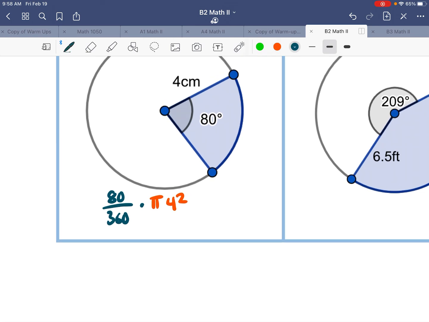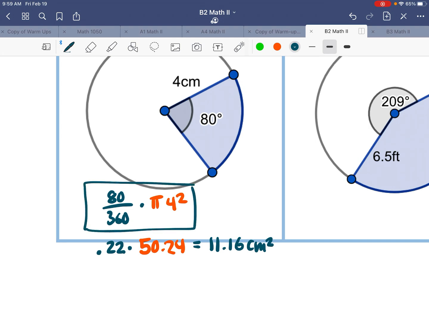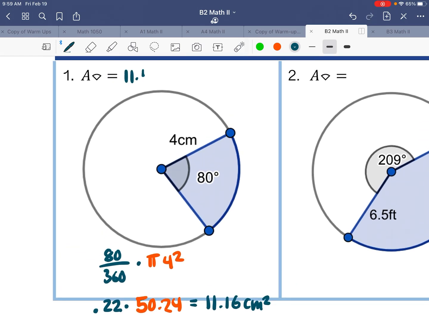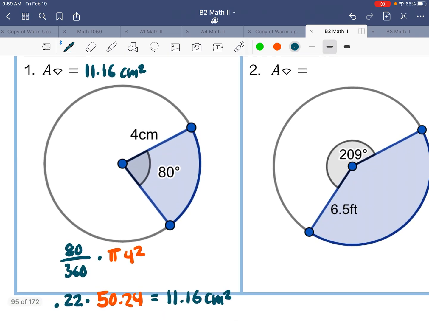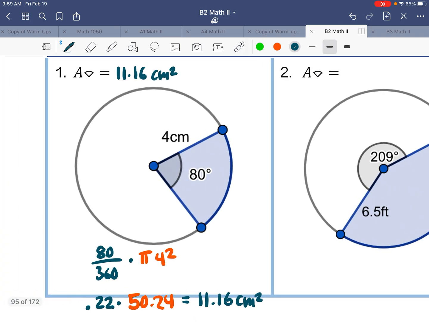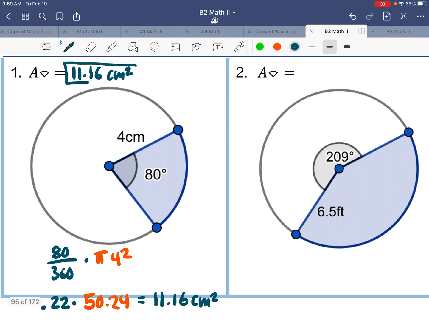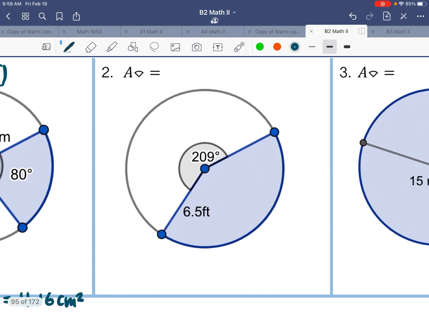80 over 360, if you need a couple of inside steps here, is 0.22, times, and then the area of the whole circle is 50.24. So that gives us an area of 11.16 centimeters squared. Again, you can just type this into a calculator and it will spit out 11.16, hopefully. Again, look for that button that says pi on it to use for this. Approximations for pi don't do as well as that button, so it's better to use that. You'll get more accurate answers. So that portion of the circle is 11.16 centimeters squared.